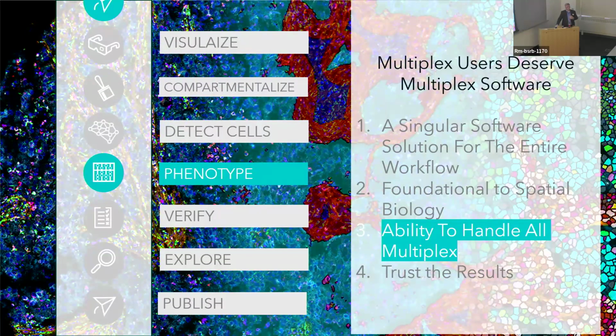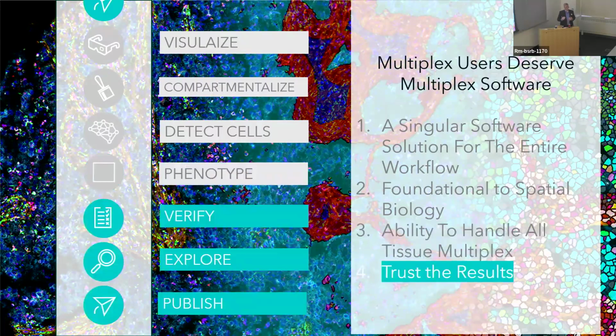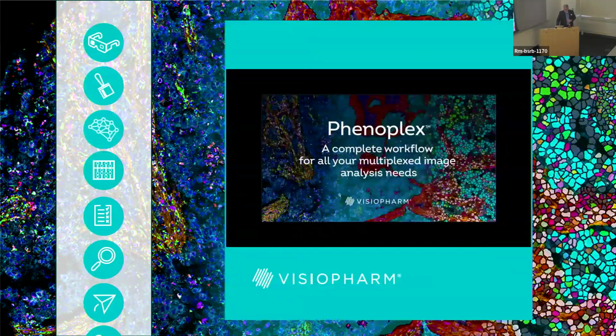And then finally, for me, the most important thing is you have to be able to trust the results that you're getting out of this environment. You're not just going to trust the AI. You're not going to just trust the results. You need to have a way of interpreting and working back and forth with the data that you're getting out of these complex images, which leads me to this brief video. Hopefully it plays well.